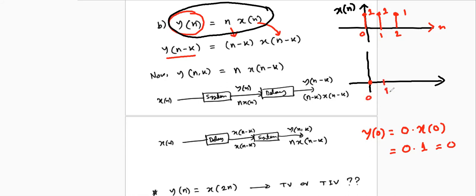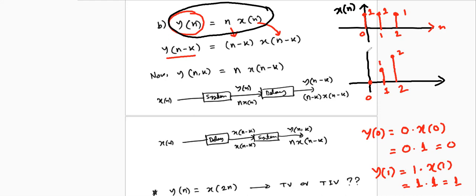At the first location, we'll have y[1] equals 1 multiplied with x[1]. Again, 1 multiplied with 1, so it will give 1. So the height will be like this. Similarly, you will find that y[2] equals 2 into 1, so that will give the value 2. So this is 1 and this is 2 at the location of 2.